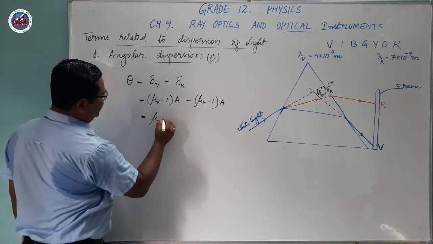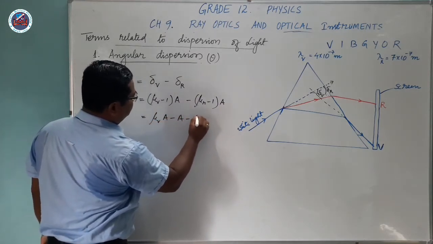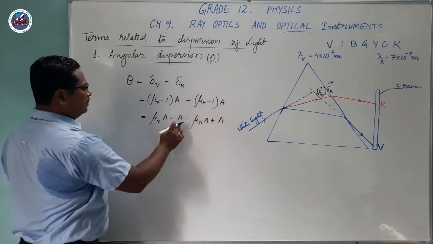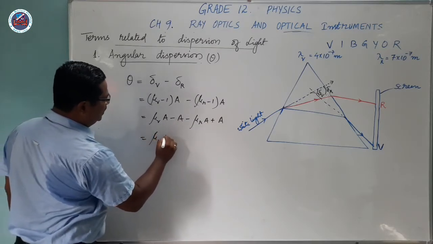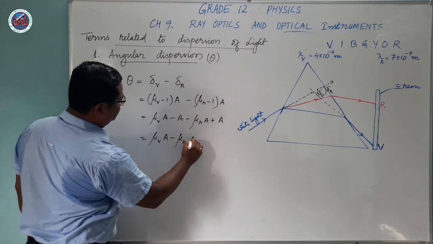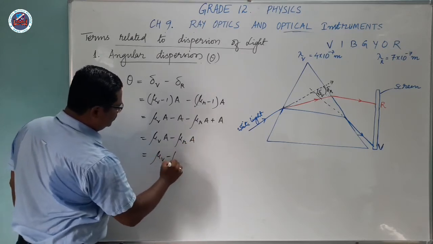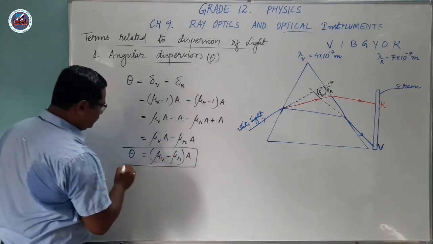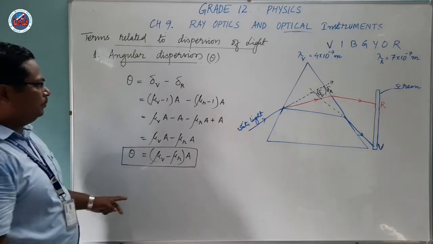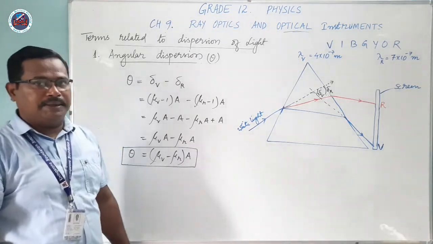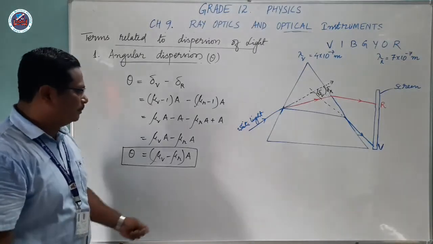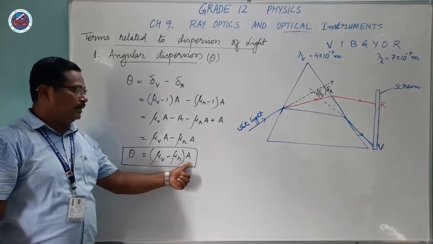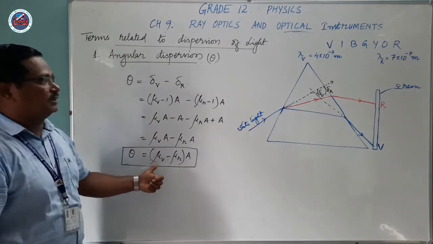So if you open the bracket, you will get like this. Minus into minus is plus A. Plus A minus A, if you cancel it, you will get μv A minus μr A. And if you take A common, then you will get a relation for angular dispersion. There are two factors on which angular dispersion depends. The first factor is that it depends upon the angle of the prism, and it also depends upon the refractive index of the prism.